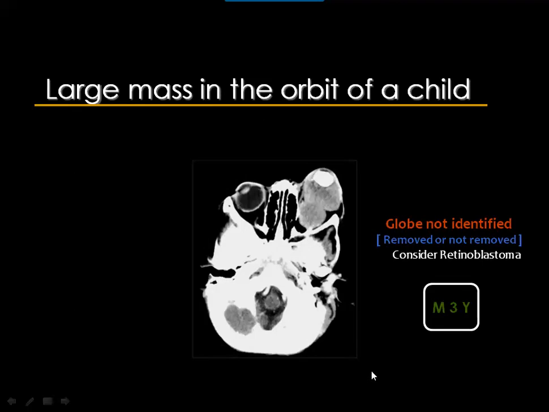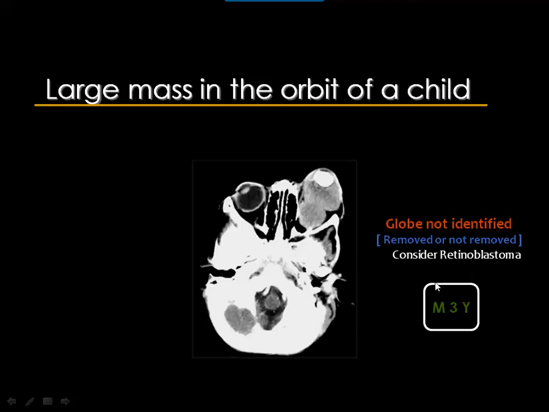Then this is a diagnostic dilemma whenever you are confronted by a huge mass in the orbit of a child. Remember that I put this rule for children only. If you see a mass which is big inside the orbit of a child, look to the globe. If the globe is not identified, whether it is removed or not, then you consider the possibility of retinoblastoma, either primary or recurrent.